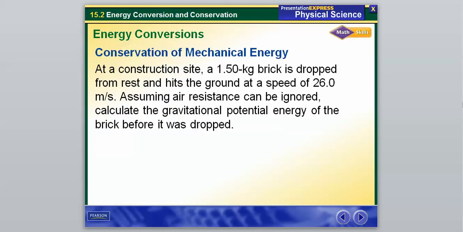So our first example here, it says, at a construction site, a 1.50 kilogram brick is dropped from rest and hits the ground at a speed of 26.0 meters per second. Assuming air resistance can be ignored, calculate the gravitational potential energy of the brick before it was dropped. So we did the problems with kinetic energy, we did the problems with potential energy. So right now, we need to figure out what the gravitational potential energy of the brick was before it was dropped. So we're going to walk through step by step for this one.